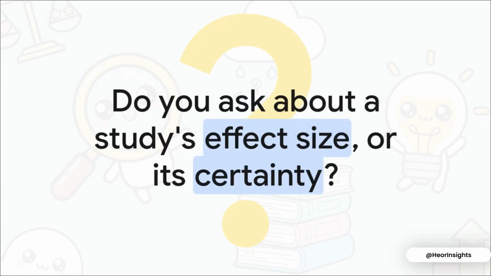So here's the key takeaway. The next time you see a headline about a study's results, don't just ask, how big was the effect? The more important question is, how certain is the evidence? Because in the world of HEOR, a huge effect size means very little if the evidence behind it is rated very low. Understanding that difference is absolutely essential.